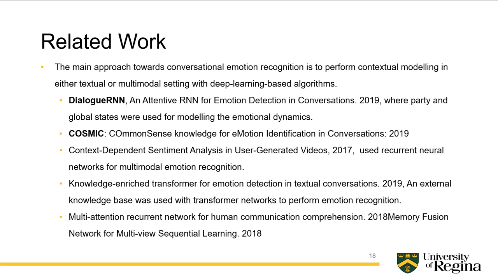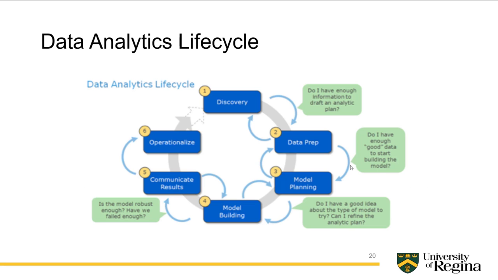And for this purpose, there are different papers and methods, for example, DialogueRNN, COSMIC, context-dependent sentiment analysis, and so on. But we were inspired by DialogueRNN and COSMIC, and we changed some parts from COSMIC. We consider the combination of DialogueRNN and COSMIC, change some parts, and add some cells to the existing layer. Solution overview.